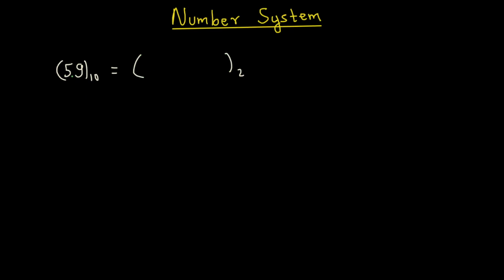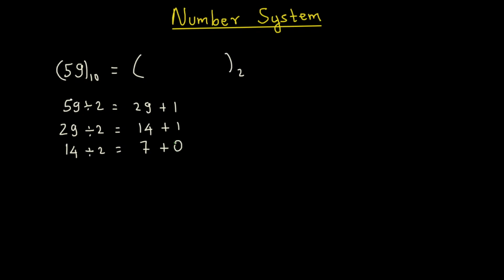So in order to convert from decimal to binary, we have to keep on dividing this one until we get 0. If I divide 59 by 2, that is 29, and there's a remainder of 1. Then 29 divided by 2 is 14, with a remainder of 1. Then 14 divided by 2 is 7, and there's no remainder, so it's 0.